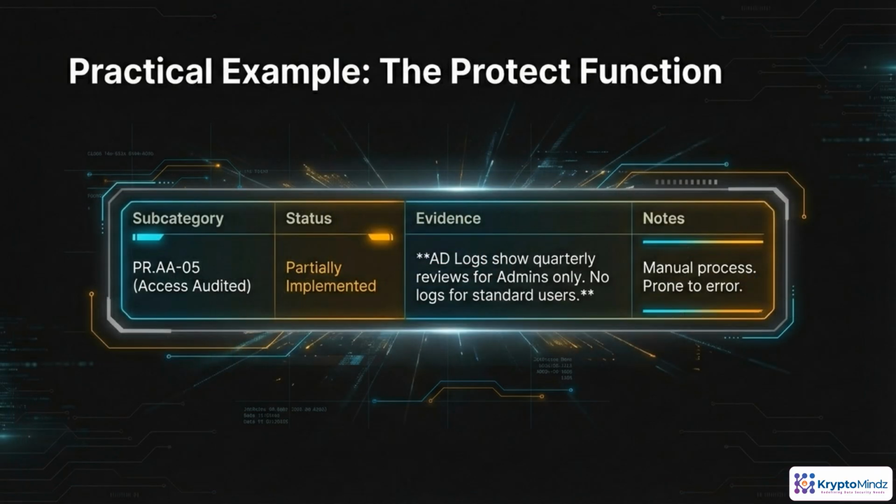Here's how to interpret a protect example in practice. The outcome is access is audited, but your evidence shows it's only true for admins and the review is manual, so you mark it partially implemented. From there, you define improvements. Expand logging to all user types, automate report generation, and formalize review procedures. That turns a fragile control into a repeatable, auditable one.